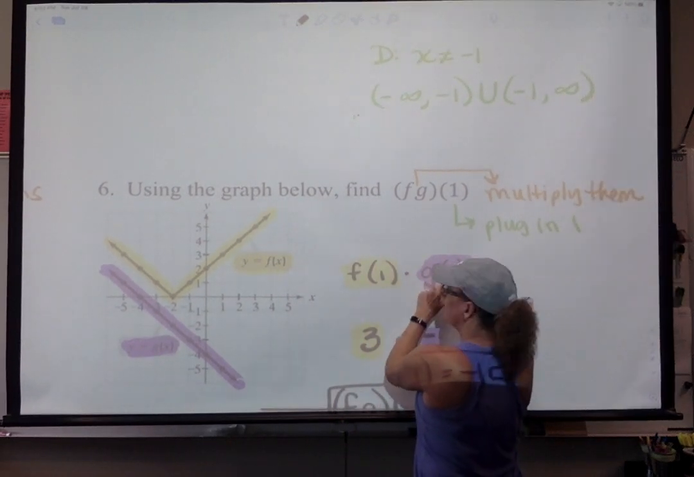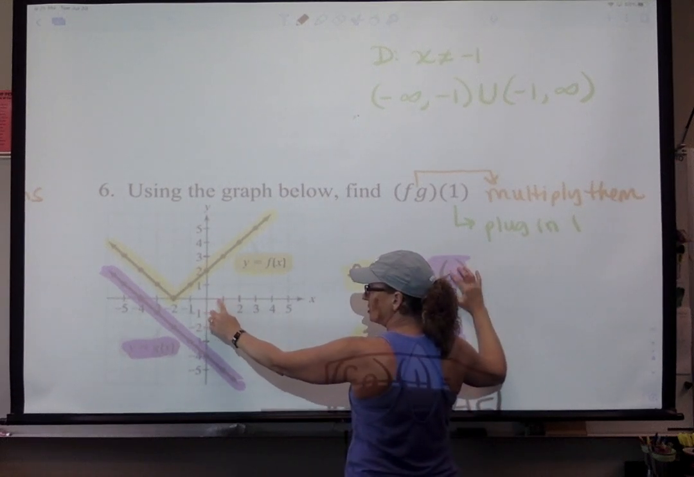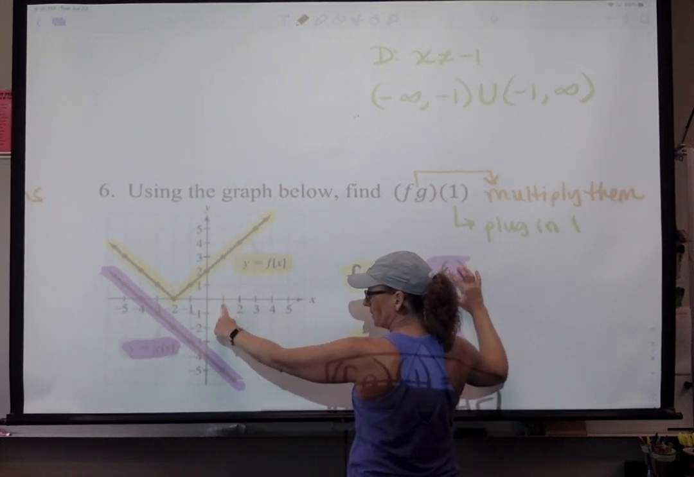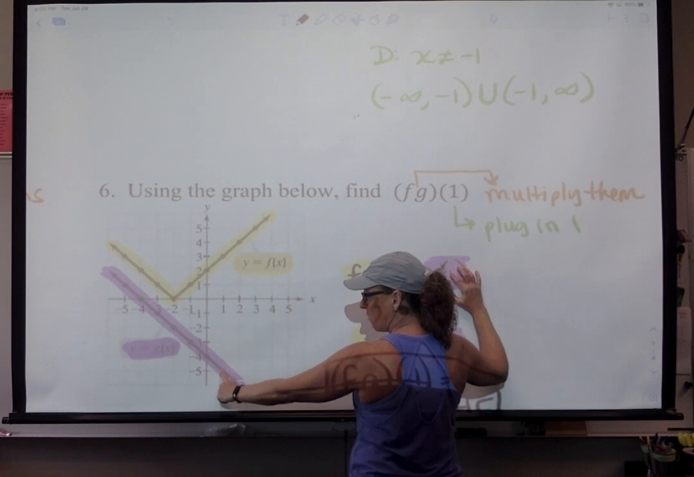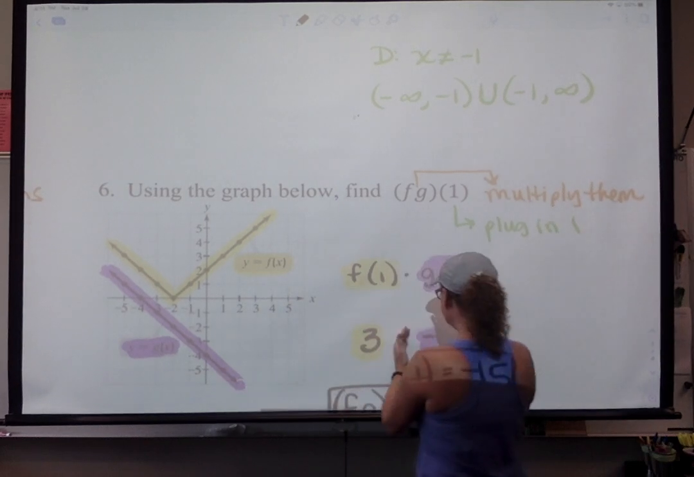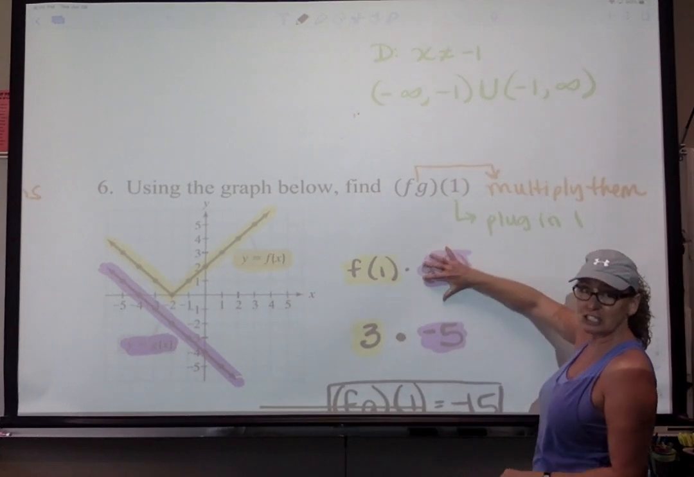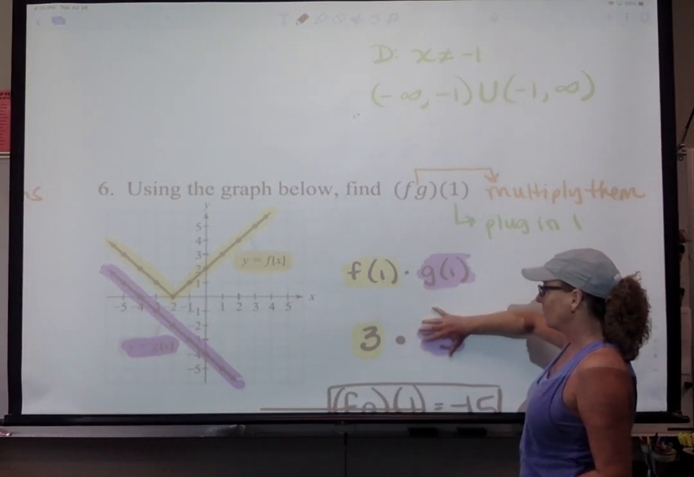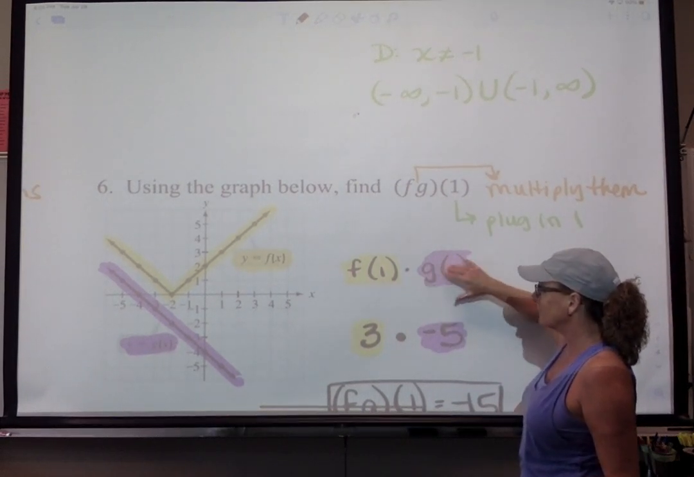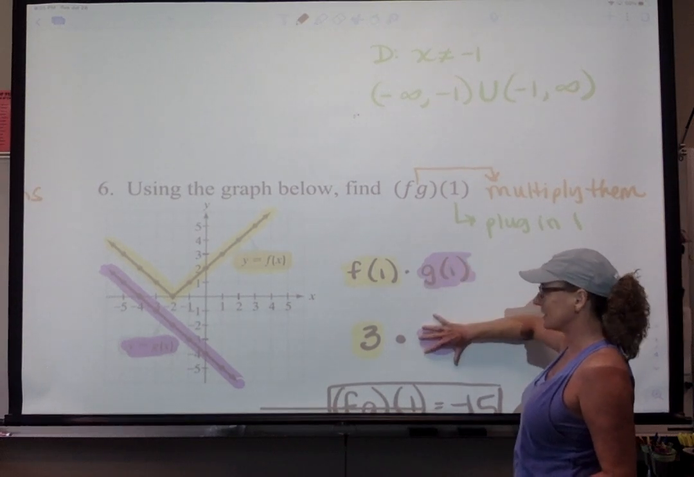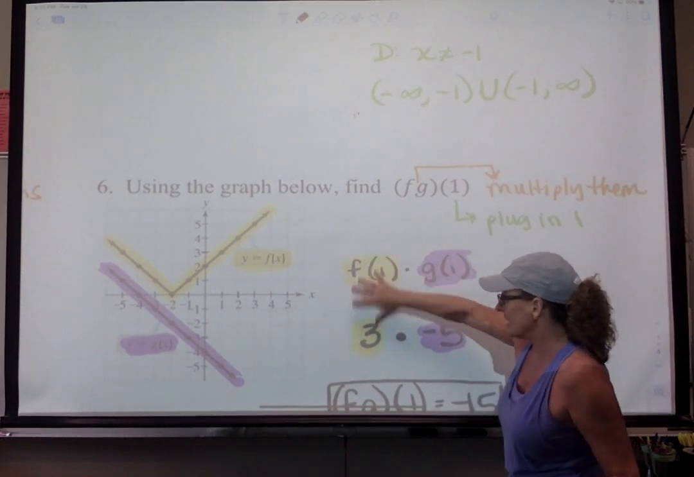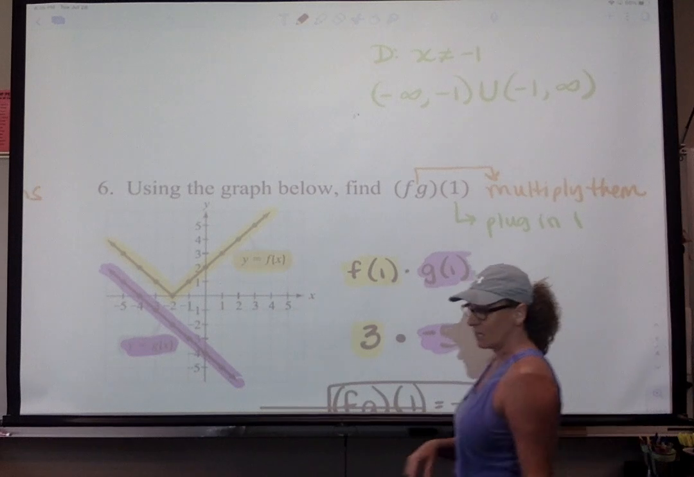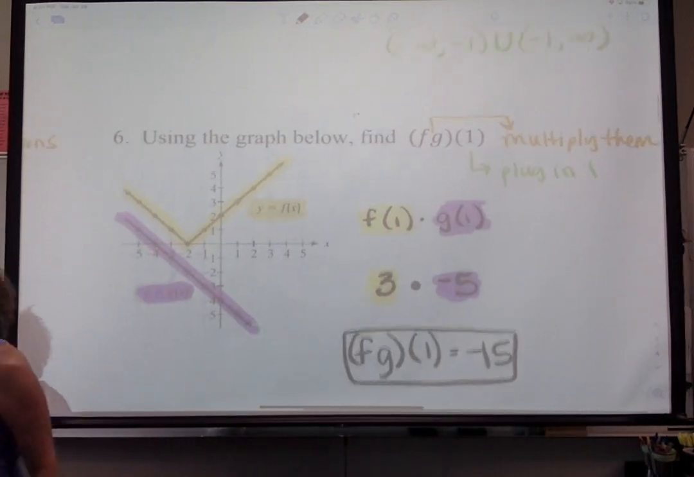Let's do g. Plug 1 into g. Search for g. Where is it? There it is. What's y? Well, y is -5. So when I plug 1 into g, I get -5. When I plug 1 as an x value into g, this is what I get as my y value, and it's saying take this one times this one, and I get f times g is -15.